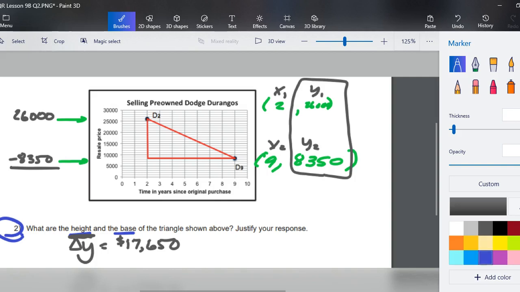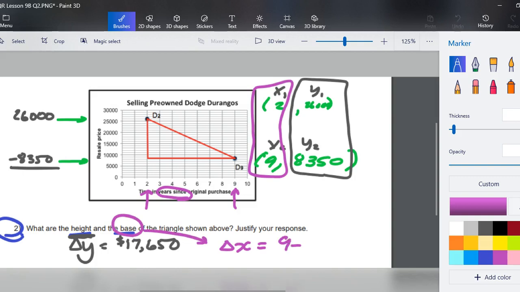Then it asks about the base. And very similarly, we need to find out what's the farthest left we are on our triangle and the farthest right that we are. And that's going to be our years, which would be the denominator of our slope. In other words, the change in x is going to be our base. In other words, from 9 minus the 2, that gets us 7. And I'd like to go ahead and call it years.